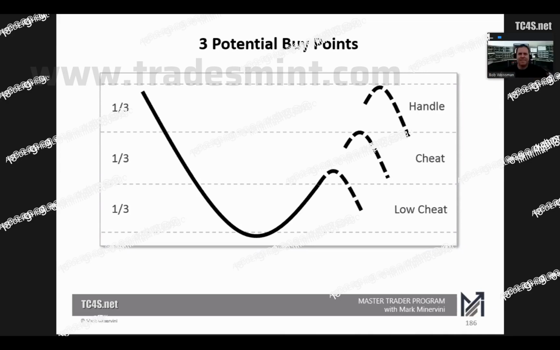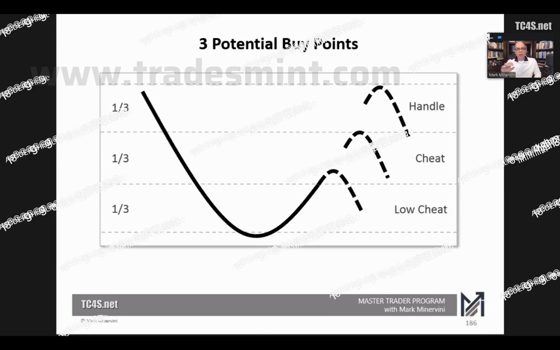Go ahead. Yeah, you'll develop into this where you may not spot the low cheats as well in the beginning. The handles are going to be easier to spot because the right side is developed, and they're closer to the highs. As you go down to the cheat, then the low cheat starts popping up and you go, oh, I see that's forming before. And it becomes relative to each other.